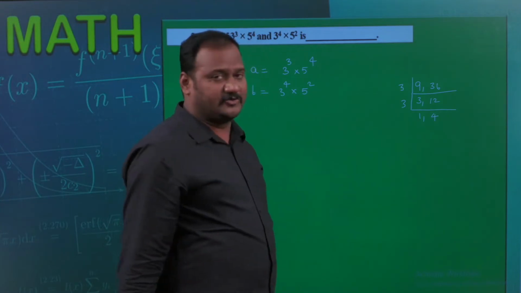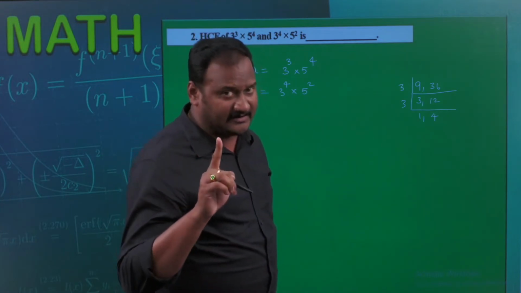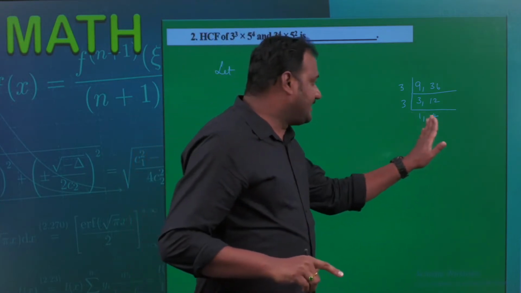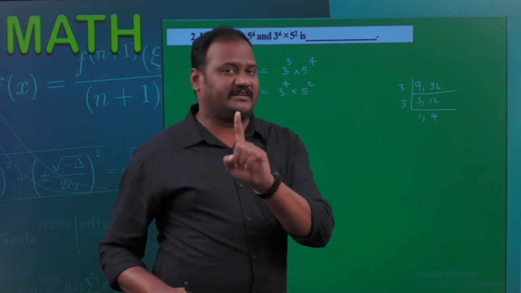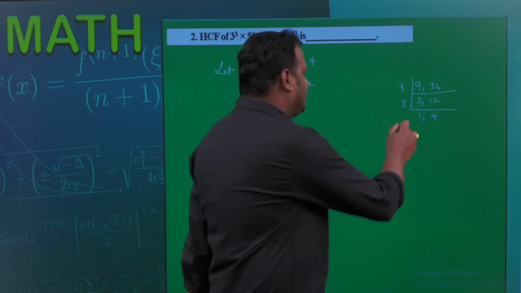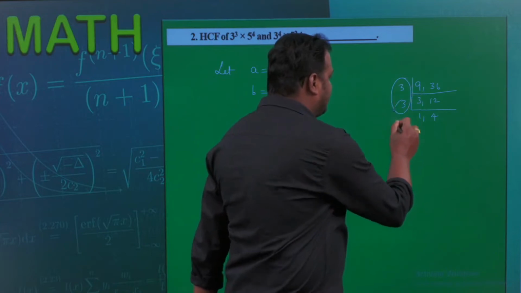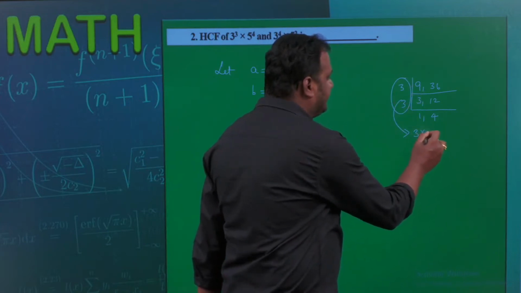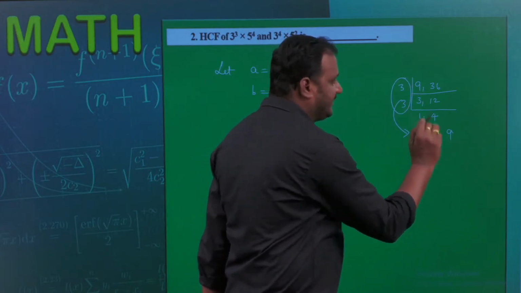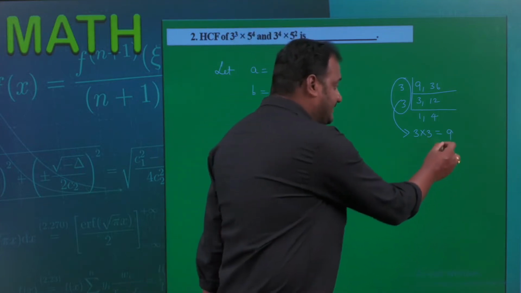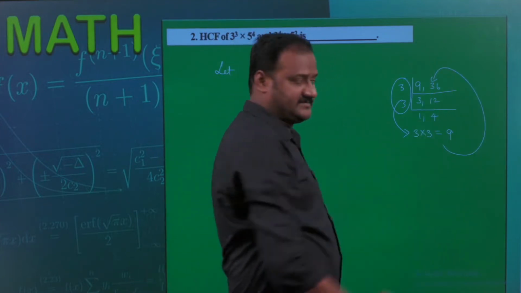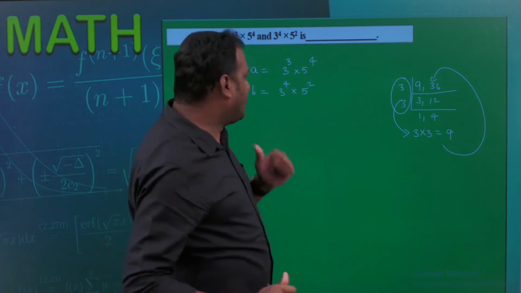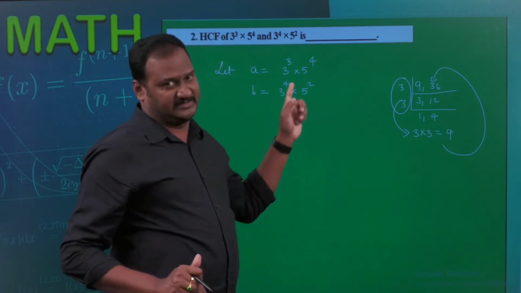Now 1 comma 4 are divisible by only 1. It means for 1 and 4 there is only one common factor, that is 1. But till here we got two common factors. What is the product of these two common factors? 3 into 3 is equal to 9. So it means 9 is the HCF of these two numbers. As simple as that. Now coming to the HCF of these two numbers.